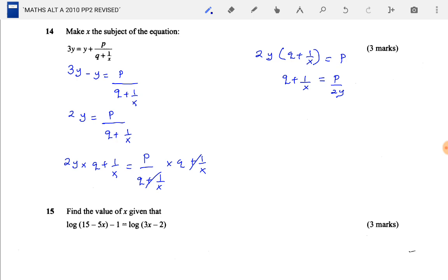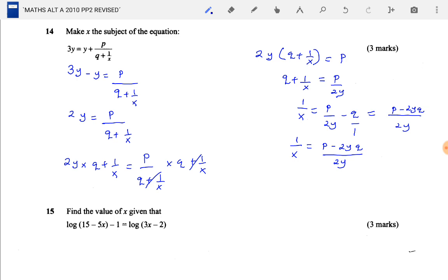So from there, we can bring q the other side, then we solve completely, so that we have 1 over x on its own is equal to p over 2y minus q. We can get the LCM. The LCM is 2y, and p goes into 2y, so that we have p minus 2yq over 2y is equal to 1 over x.